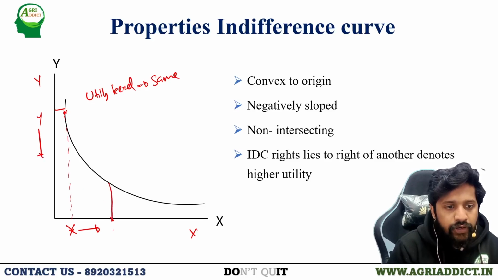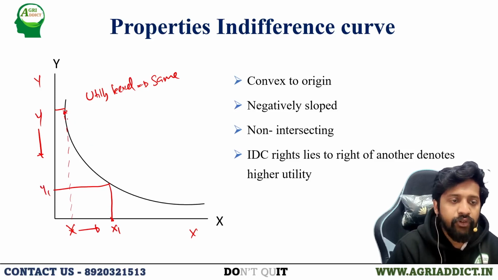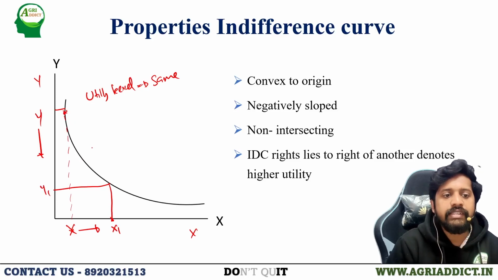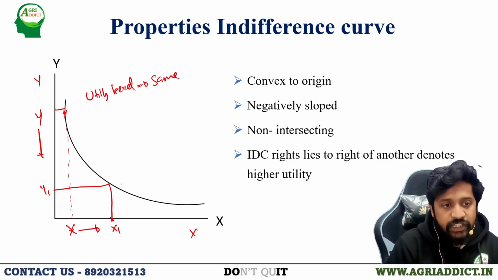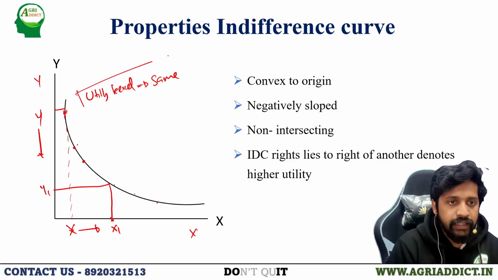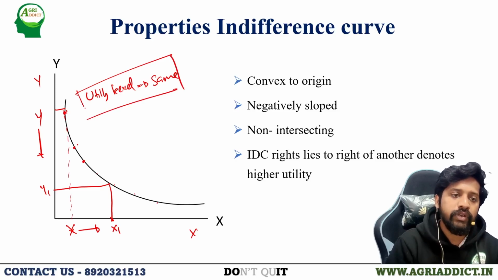So in order to have this quantity x1 of x, I have to sacrifice y1. Therefore the indifference curve slopes downward and is convex, because for more of x I have to sacrifice more of y. There are infinite combinations at each of the points on the indifference curve, right? In each combination, we have to remember that the utility level obtained by the consumer is the same.